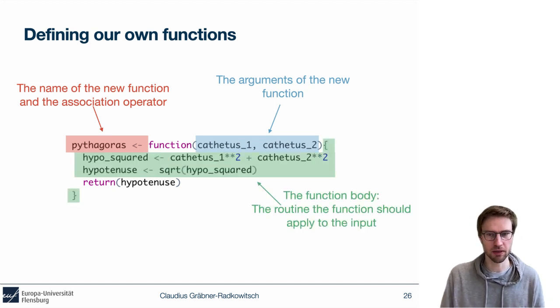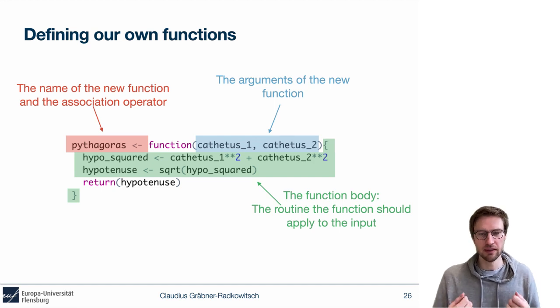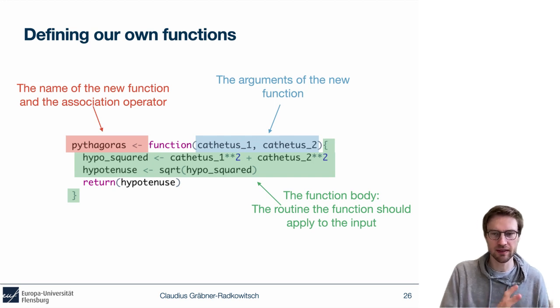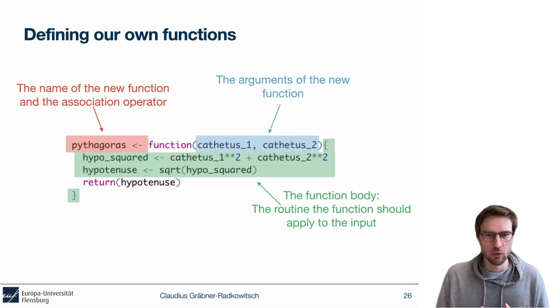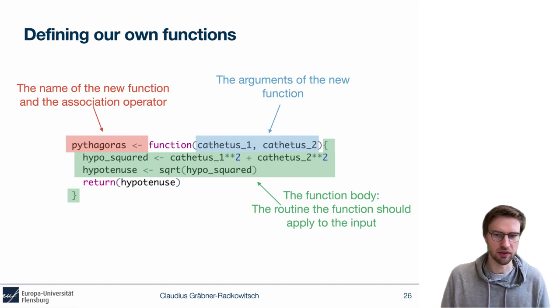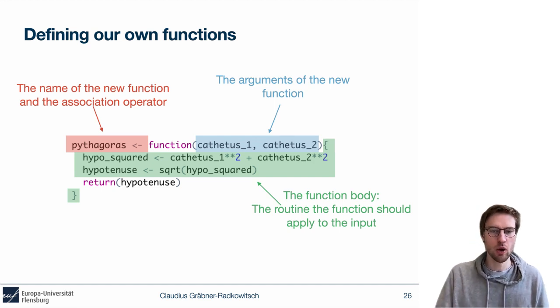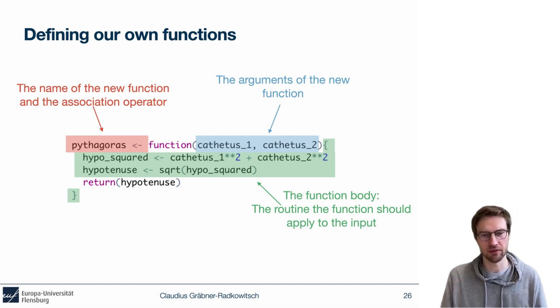Okay, then, the most important part, the so-called function body. Here we define the routine that the function should apply on its input whenever it is called. We start by opening the function body with the curly brackets, and we also close the function body at the very end with the curly brackets. And within the curly brackets, we just write very normal R code that should be executed once the function is applied. Here, very important, whenever we want to refer to the arguments of the function, we use exactly those arguments that we have provided here in the blue part of the function definition.